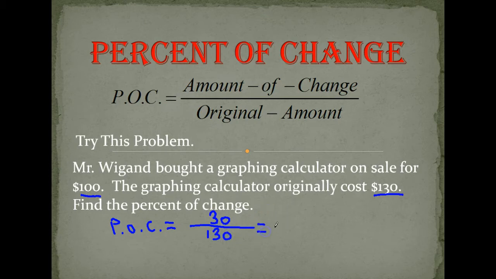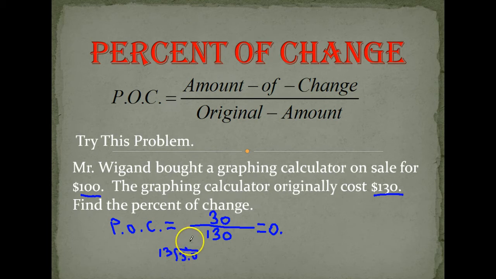30 divided by 130. All right, well, here I can see I'm not going to get a nice answer. When I divide those, it's going to end up being a non-terminating decimal, and that's okay. For right now, the rule is we're going to round to the nearest whole number percent. So I'm going to do a little work over here. If I reduce 30 over 130, it will be 3 over 13.